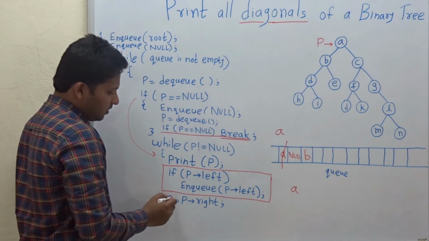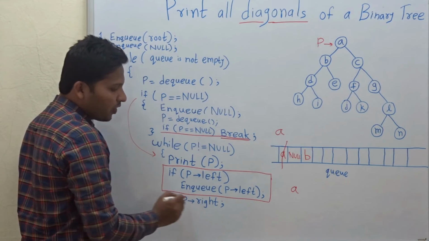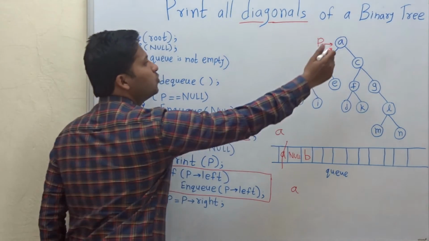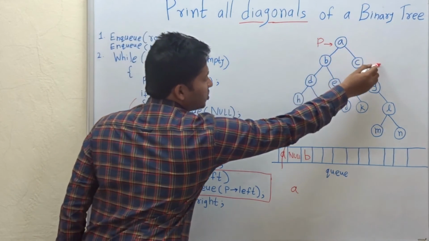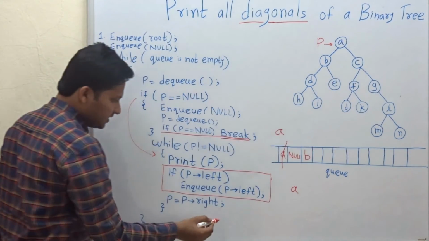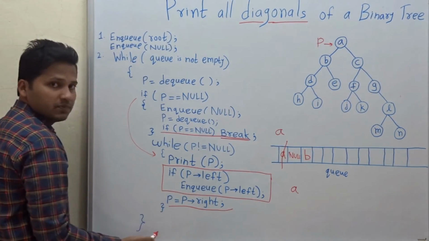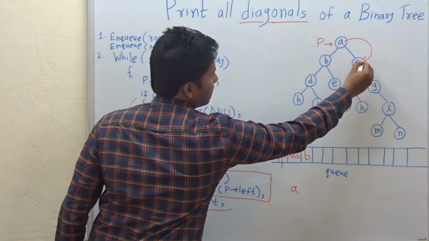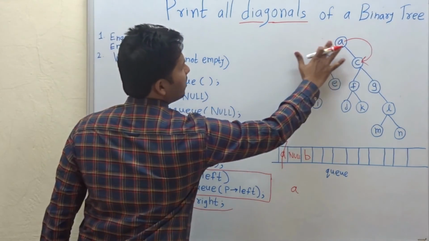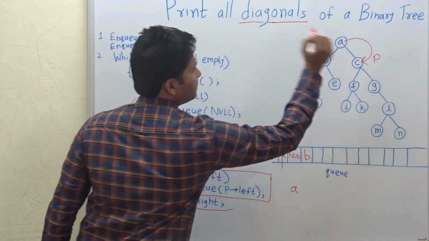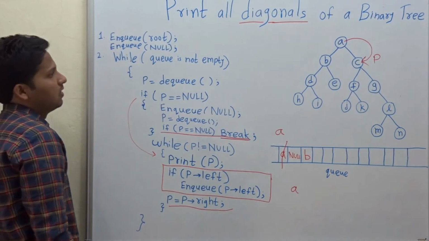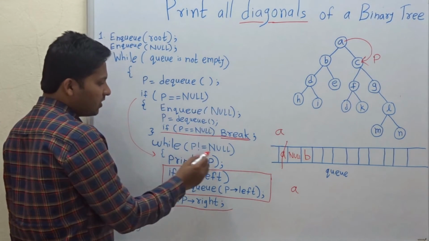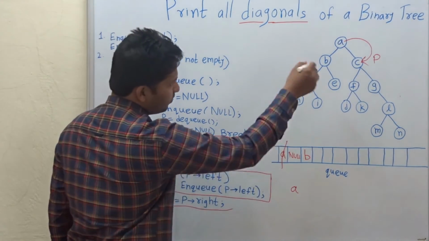Now the next line is P is equal to P points right. In the shortcut I have told you that we have to traverse through the right child series, which is represented by this line, P is equal to P points right. So go to the right. Yes, now P will point here to C. Now again in this while loop we will check whether it is null. No, it is not null, so we print P. So we print C.